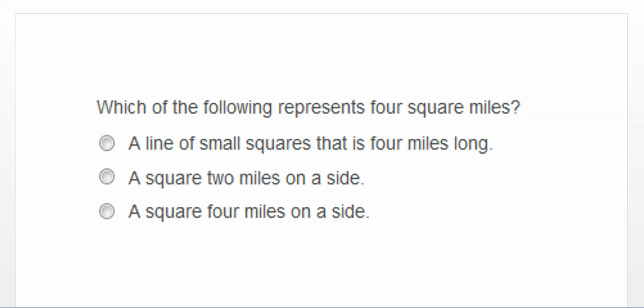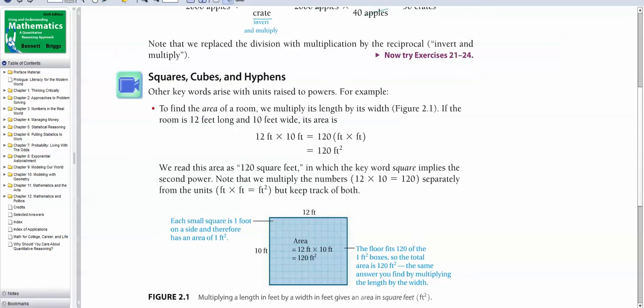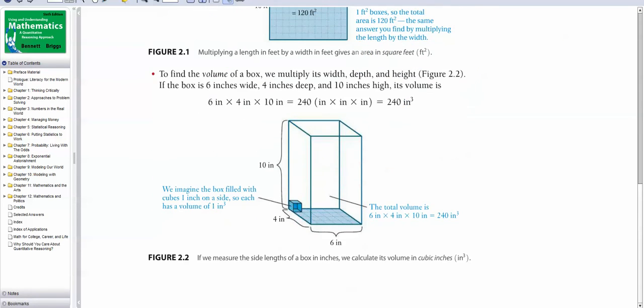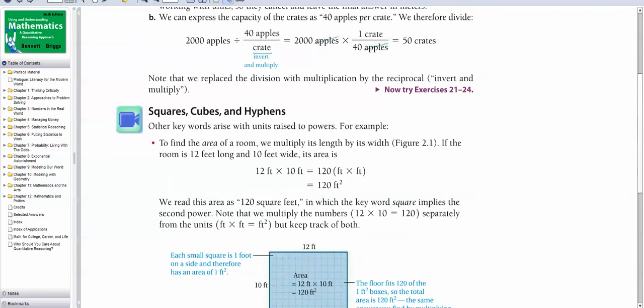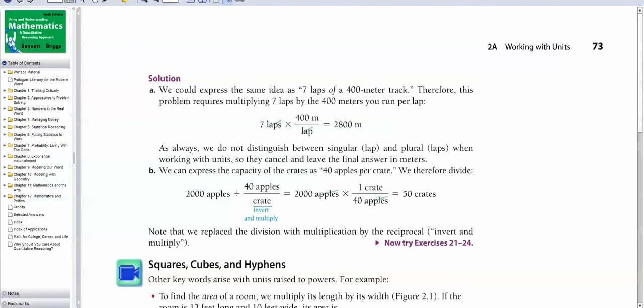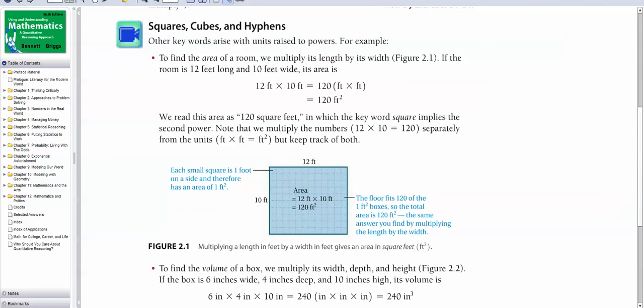Anyway, so the question reads, which of the following represents 4 square miles? So let me go to the textbook for a second. And this is the part of the textbook. It's on page 73. Sorry, took me a second to find it. And here's where they're talking about what a square mile means, and then what one does about that.